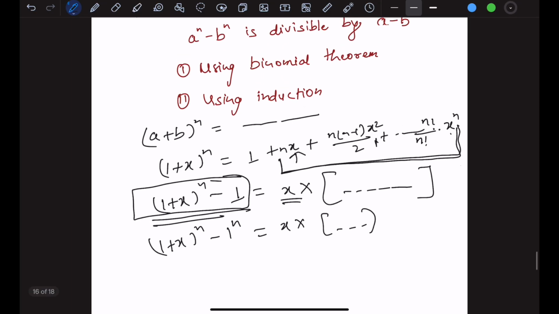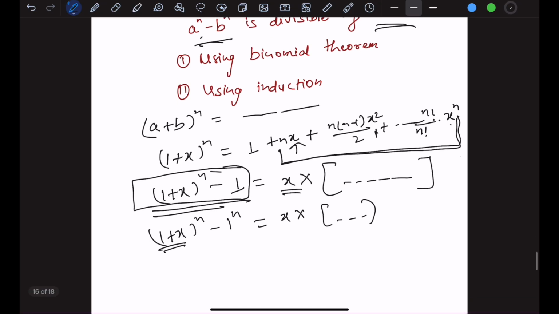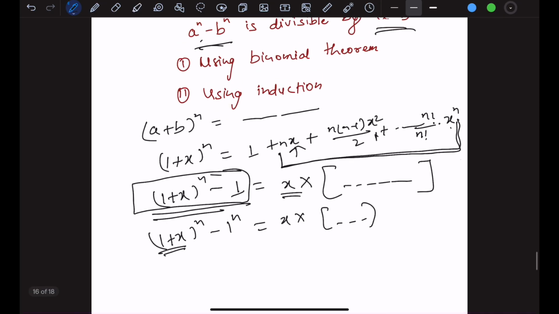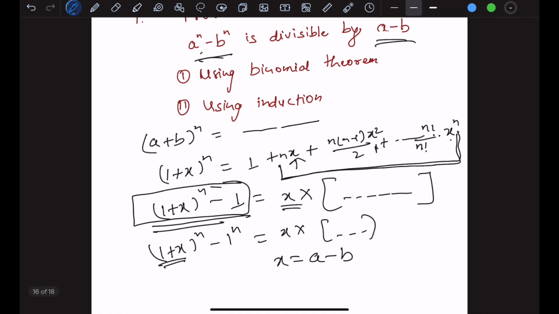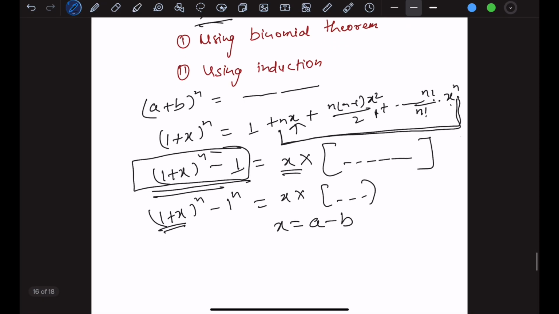Now if you look at the question, we have something similar. This is similar to a to the power n minus b to the power n, and it's x into something, a minus b into something, then a to the power n minus b to the power n is divisible by a minus b, right? So what we have, we can replace x is equal to a minus b, because that's what we have right here. So if x is equal to a minus b, right, what will be this 1 to the power n?